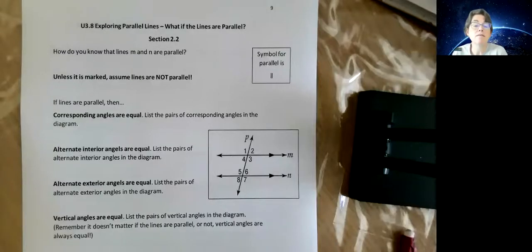Hi there, this is video 3.8, exploring parallel lines. What are the changes if the lines are parallel? Well, if the lines are parallel, almost all your angles end up being equal. All those cool pairs that we learned about before, if the lines are parallel, then those end up to be equal. All right, so let's go through the worksheet.